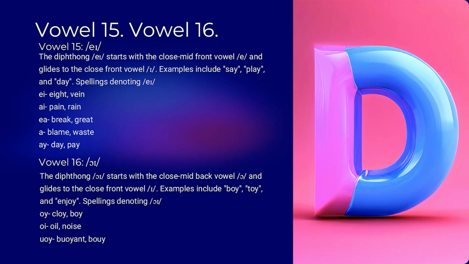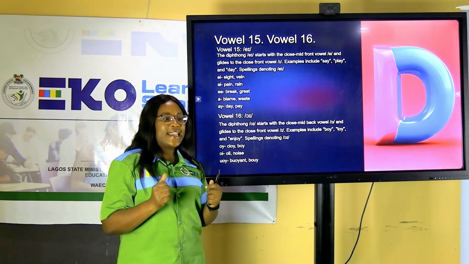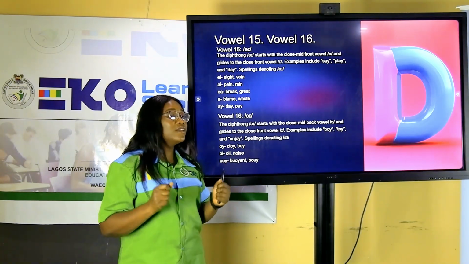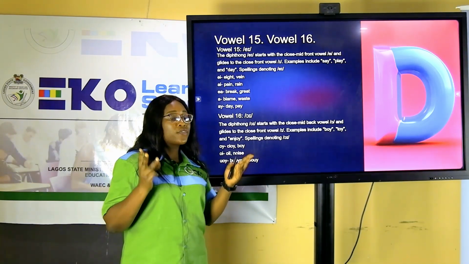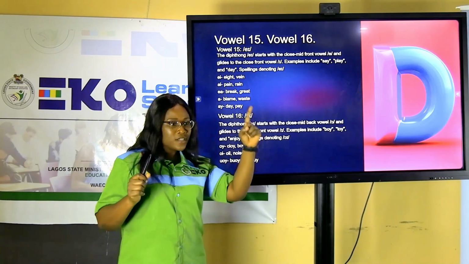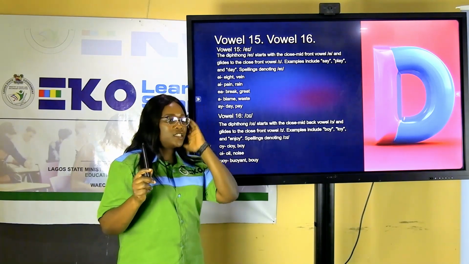So if you look at the word day, what sounds do we have in the word day? We have D. We have A in the word day. We have just two sounds in the word day. Though we have 3 letters, we have 2 sounds, a consonant and a diphthong.